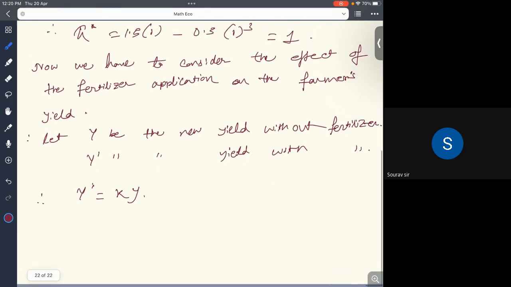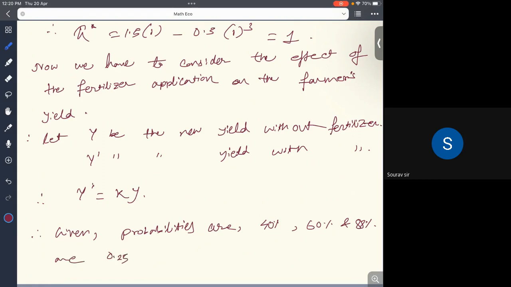Now we are given that the probabilities of increase in yield, therefore it is given that the probabilities are for 40%, 60%, and 88%. So that means they are 0.25, 0.5, 0.25. Okay. Thus, we have to find out the expected value of this k.